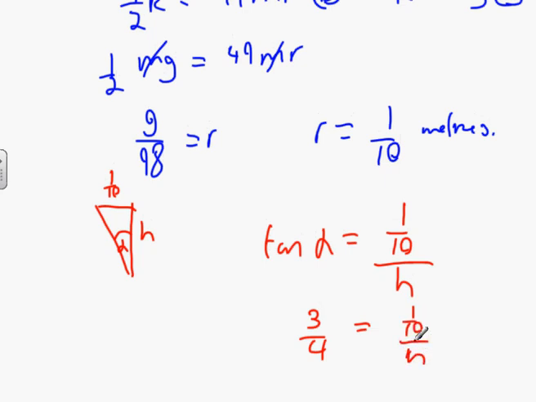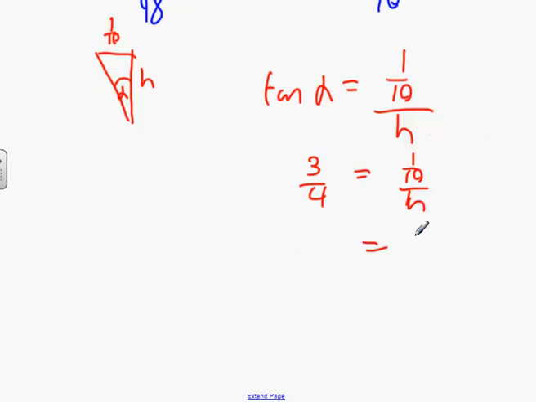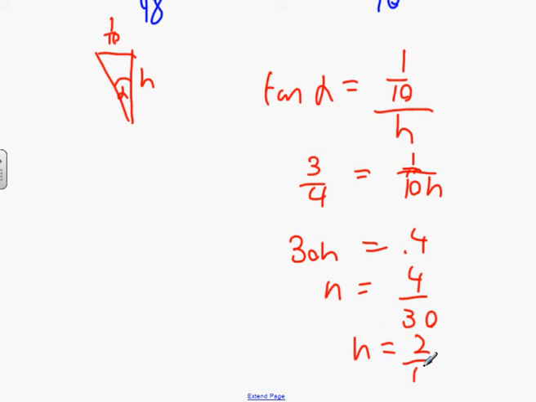Okay, so let's cross multiply this. What way will we do this? Okay, I'm going to do that as 1 over 10h. Let's change that to 1 over 10h. And then once I've done that, cross multiply to get 30h equals 4. h equals 4 over 30. h equals 2 over 15 meters. Everybody happy with that? Now guys, let's keep a note of them.